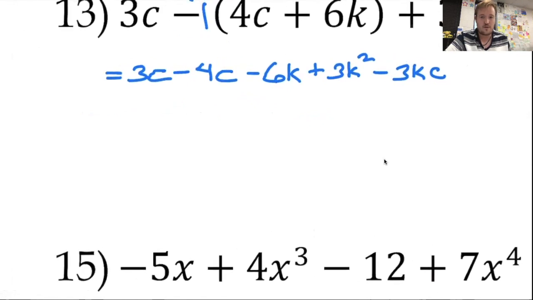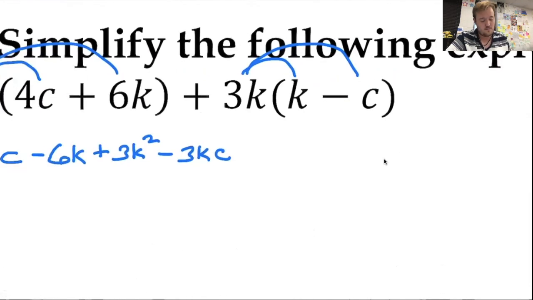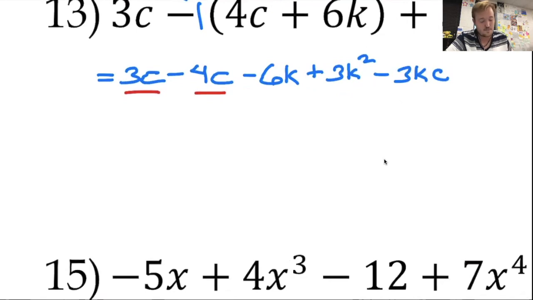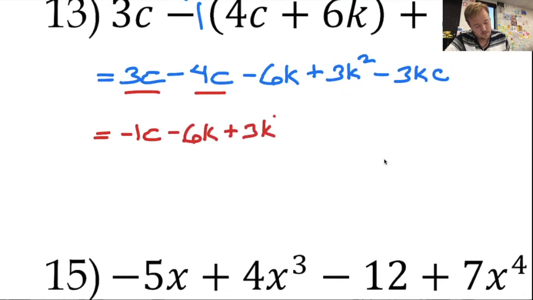Now we can look to see what we can combine. In this case, we have 3c and negative 4c. However, nothing else can be combined. Because of this k right here, we can't combine it with that negative 3. Because this is k squared, can't combine those. So the only thing we can combine is just c's. When I do 3 minus 4, you get negative 1c minus 6k plus 3k squared minus 3kc.